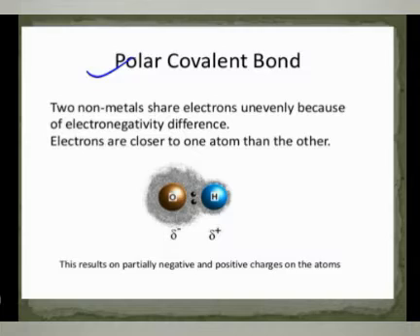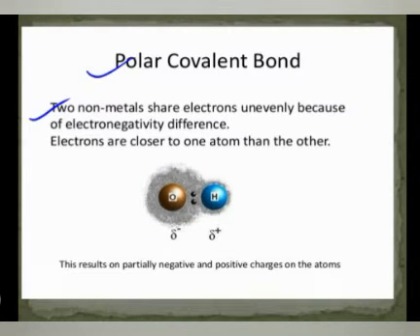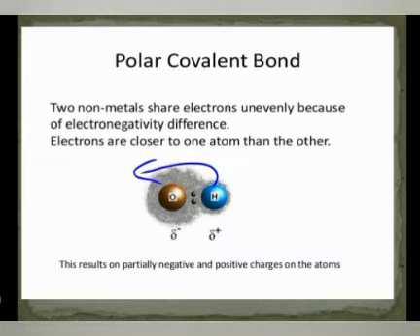Third is polar covalent bond. Here, two non-metals share electrons unevenly because of the electronegativity difference. So how? Electrons are closer to one atom than the other. Suppose I am taking the example of H and oxygen. You know hydrogen is very small and has only one electron, whereas oxygen is very large and its electron cloud is more. So you can see the polarity of hydrogen is toward the oxygen side. That's why oxygen has a negative charge and hydrogen has a positive charge. This results in partial negative and positive charges, which is called polarity. Polarity means direction. So the direction of the electrons is toward this side.